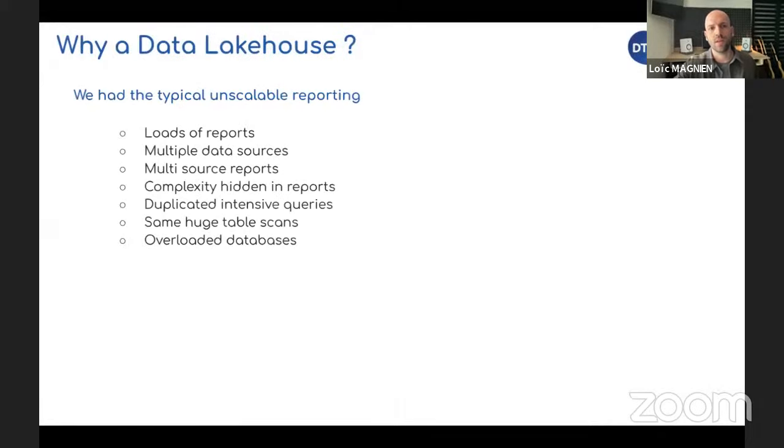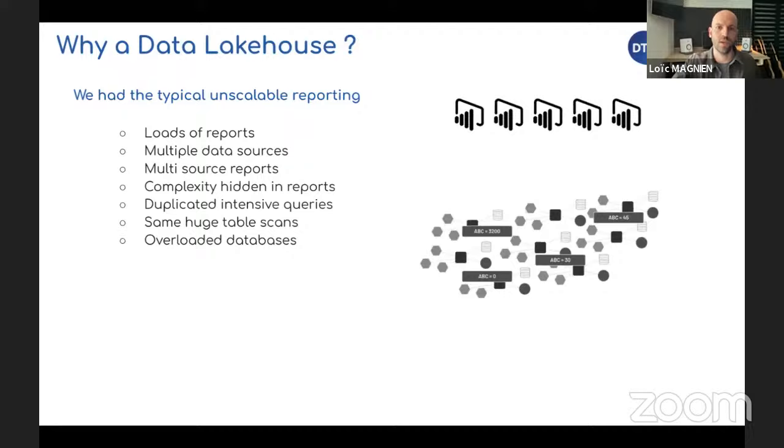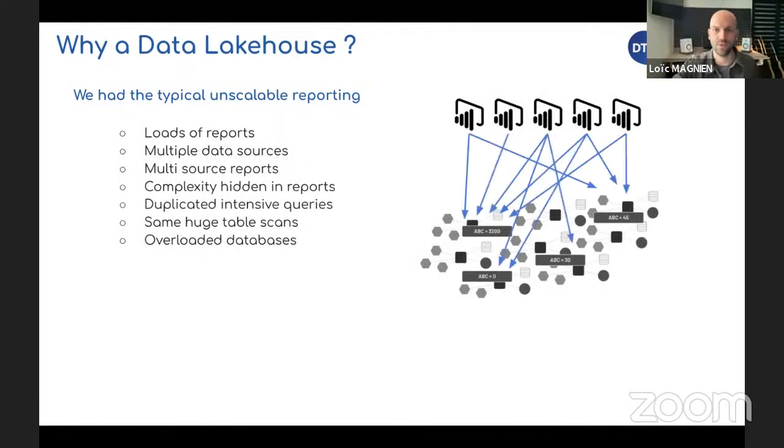So let's go for it. At MyLight, we had the typical unscalable reporting, which looks like when you arrive in a company that is basically going from a startup to a scale up, that you have loads of reports. Some are dead, some are not. You have multiple data sources, and all of those reports are basically connected straight to the production databases. This is the typical scenario that you need to solve.